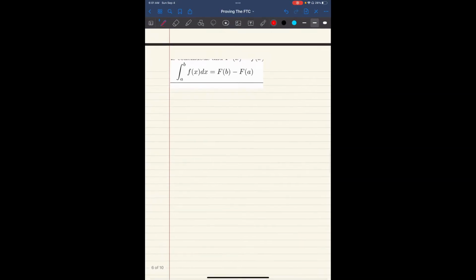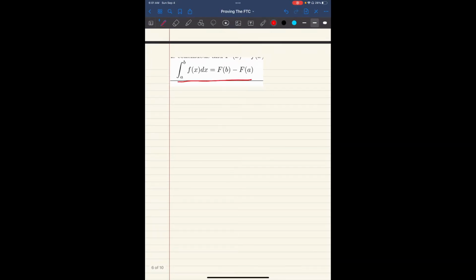Hi, so today we're going to be proving the fundamental theorem of calculus, or this infamous expression over here. The fundamental theorem of calculus is one of the most powerful tools that we have. It gives us the area under a curve on a given interval.